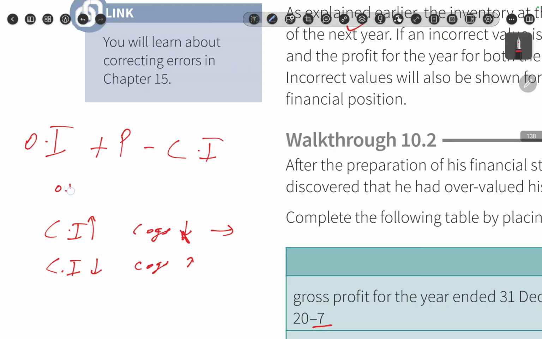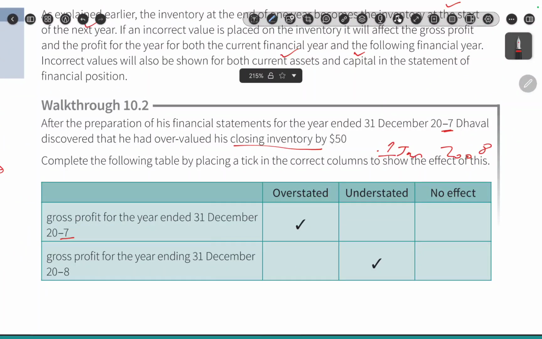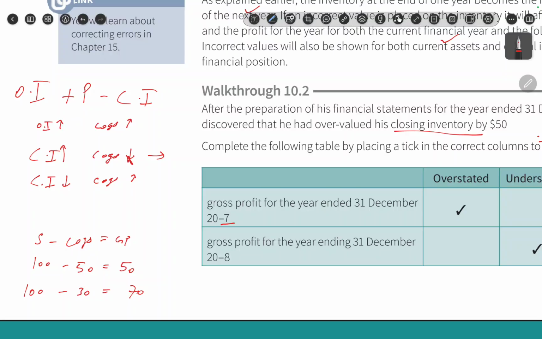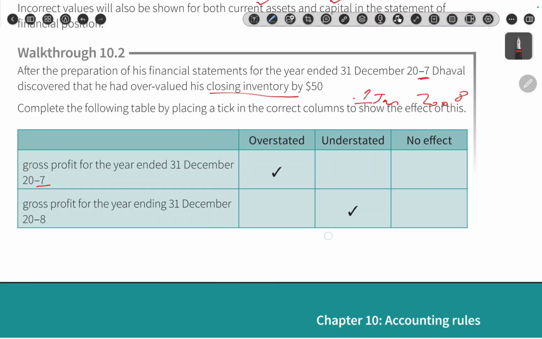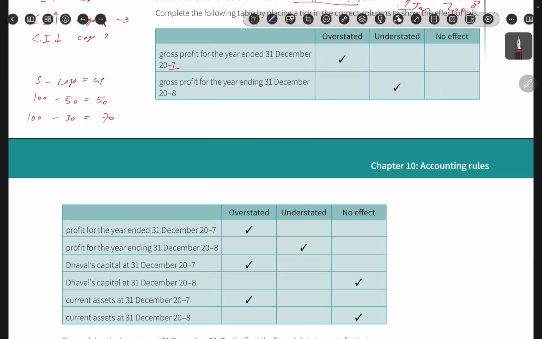So if opening inventory is overstated, then your cost of goods sold will also be overstated. They're directly proportional. And in this case, that's exactly what happened. Our opening inventory was overstated, our cost of goods sold was overstated. And if cost of goods sold is higher, then your gross profit will be lower. Cost of goods sold is overstated, so gross profit is understated. And gross profit and profit for the year are directly related. So for 2007, if this is overstated, then this will also be overstated. Same thing here: if this is understated, then this will also be understated. Very simple.